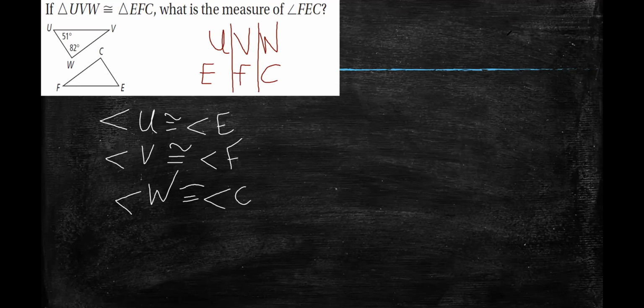So let's go back now to my figures. W, where's W? It's equal to C. So this one will be 82. And V with F, it's unknown. U with, where's U? With E. So here it is 51. What is the measure of FEC?